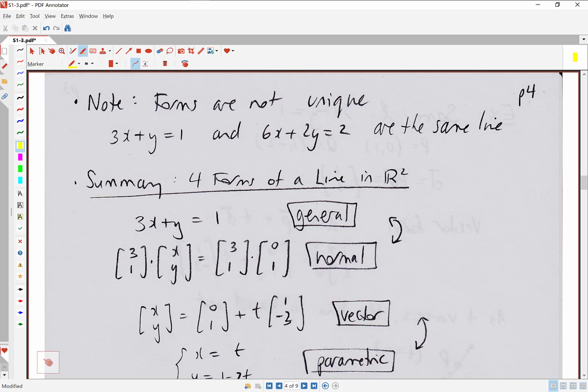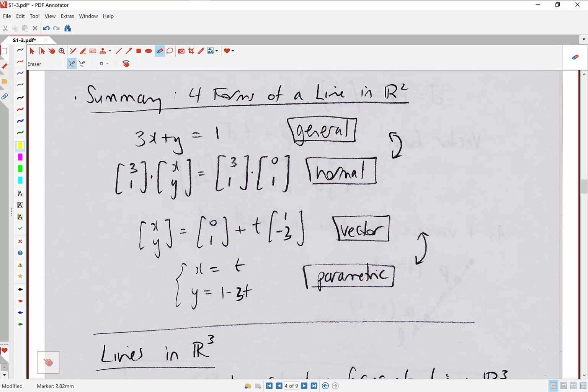So in discussing these forms, we should point out that the forms are not unique. For example, if one person says, okay, I'm describing the line 3x plus y equals 1, so that's in general form, and someone else is talking about a line and says, oh, my general form looks like 6x plus 2y equals 2, those are the same line, because of course we can take the second line and divide both sides by 2 just to get the first equation. So when you talk about finding the general form of a line, there's not one right answer. There would be multiple correct answers that all describe that same line. So let's look at a summary, because at this point we've seen 4 forms for lines in R2.